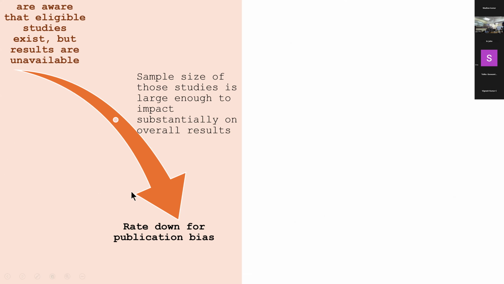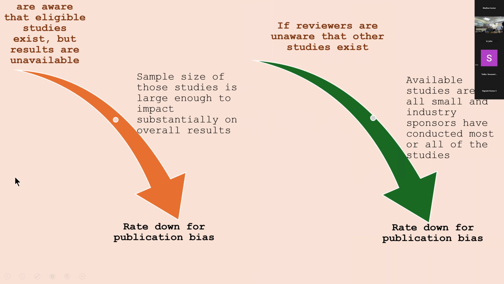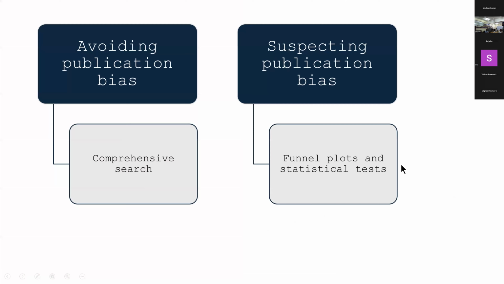So what do you do? You look at the registries and look at the sample sizes of those studies which you don't have access to. If you feel the sample sizes are too high, you can rate down for publication bias. You might have another scenario where you have really no clue whether any studies exist at all. In that case, you look at the studies, and if all your studies are small, if all your studies are sponsored, then you should also rate down for publication bias.